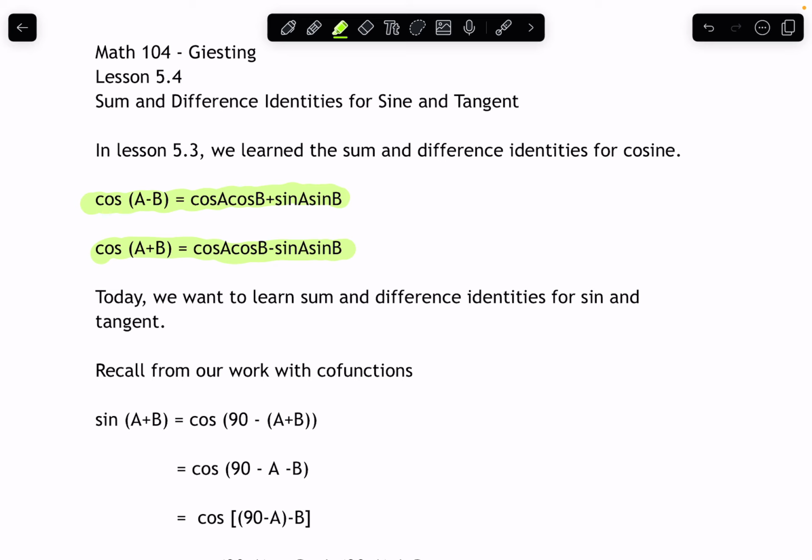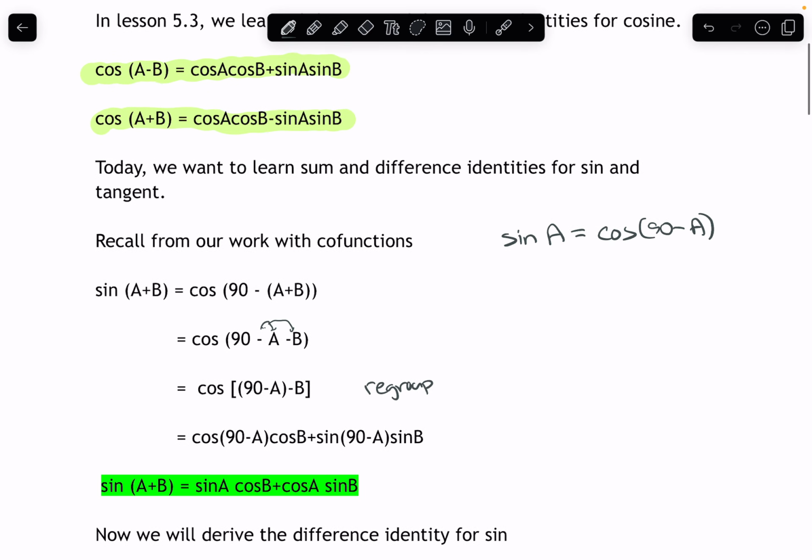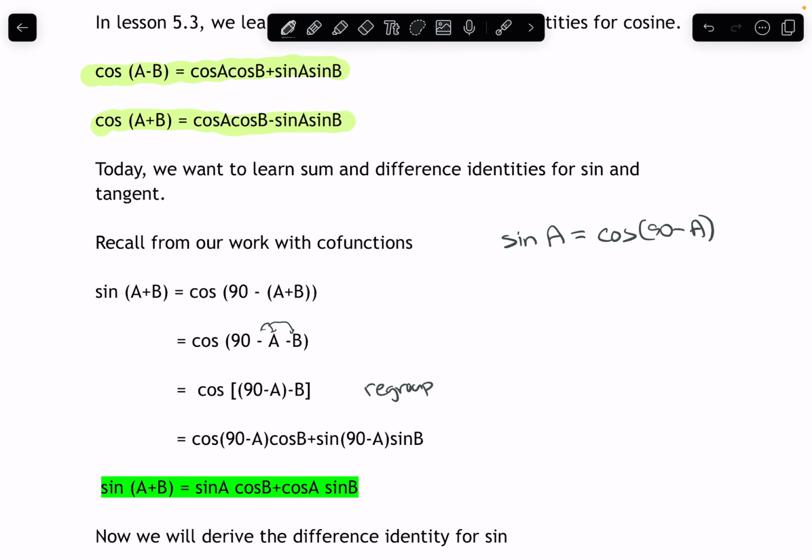Well, if you remember by the cofunctions that we learned yesterday, the fact that the sine of a is the cosine of its complement. So therefore, the sine of a plus b is the cosine of 90 minus a plus b. Well, if we go ahead and distribute that minus in, we get minus a minus b. And then we're going to regroup these, turning this into cosine of 90 minus a minus b.